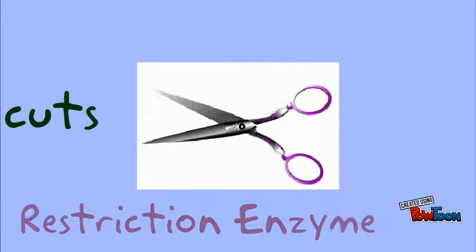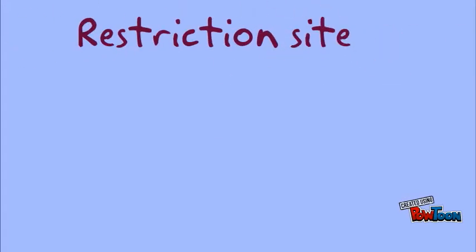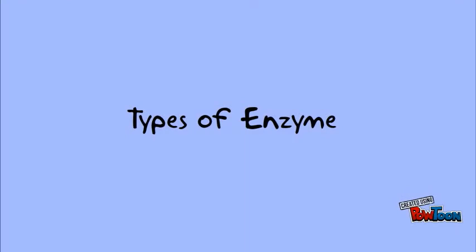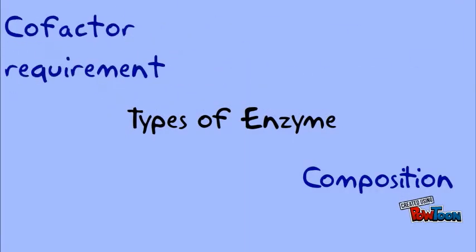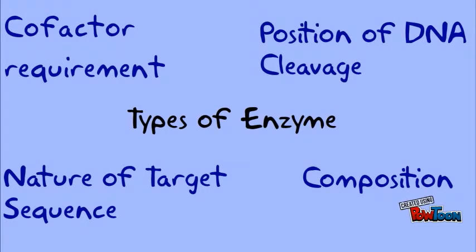A restriction enzyme is an enzyme that cuts DNA at specific recognition nucleotide sequences known as restriction sites. These enzymes are found in bacteria. There are 4 types of enzymes based on their composition and enzyme cofactor requirement, the nature of their target sequence, and the position of their DNA cleavage site relative to the target sequence.